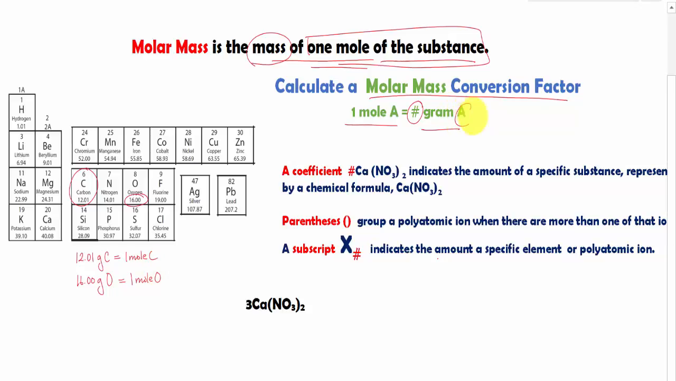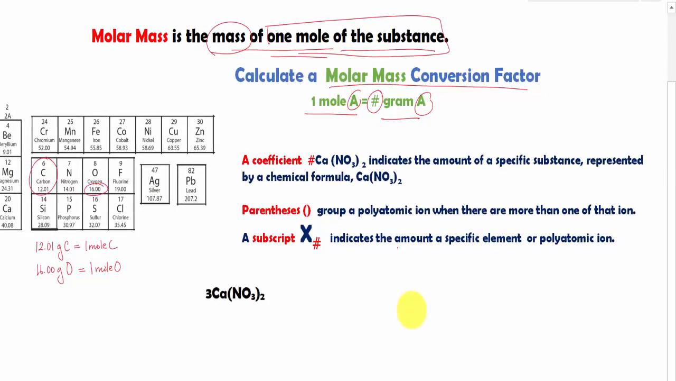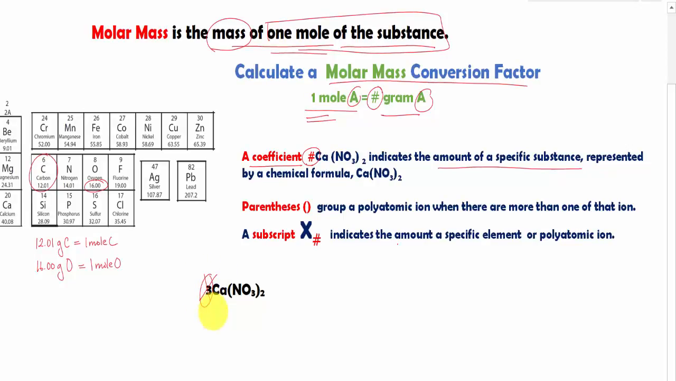However, what happens when the substance A becomes extremely complicated, such as the one right here, 3Ca(NO3)2? In order to solve for the molar mass of this substance, we need to know the different parts of a chemical formula. First of all, there might be a number in front of a chemical formula. This is called the coefficient and is indicating the amount of a specific substance. In this case, the 3 indicates 3 moles of this substance. However, we only want 1 mole, so we can ignore the coefficient.